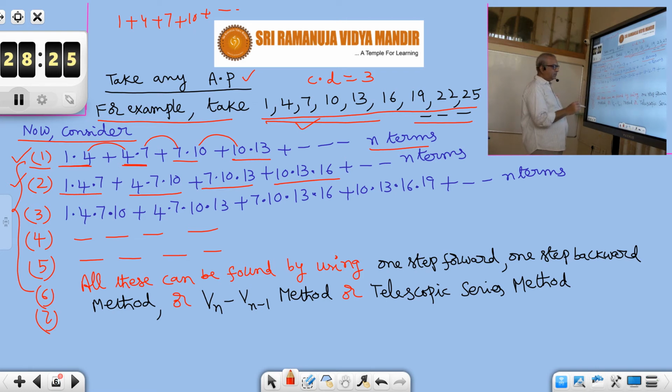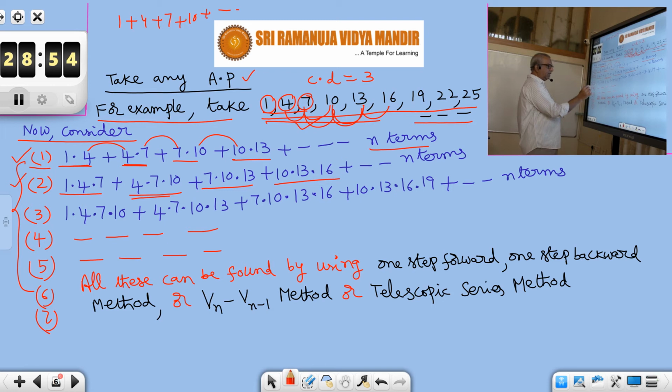So here also, 1, 4, 7. Starting with the first term of the AP, we have taken 3 factors: 1, 4, 7. Next, second term is what? Starting with the second term: 4, 7, 10. Next, starting with 7: 7, 10, 13. Next, starting with 10: 10, 13, 16. Like that, we are taking n terms.